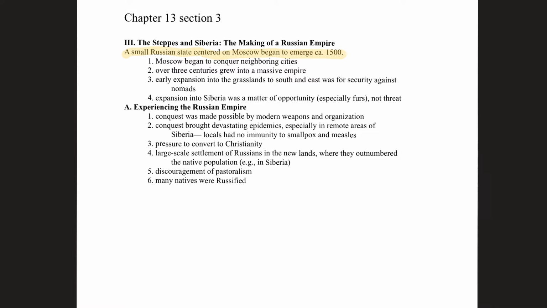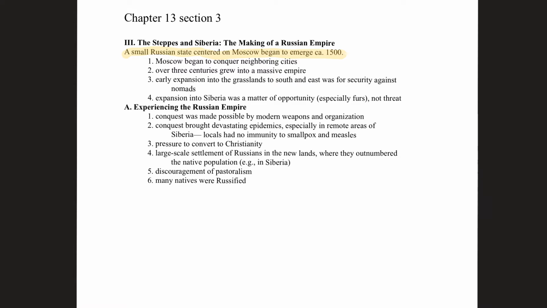One, this was quote unquote local expansion. And second, it was done after the Mongols were gone. And this is going to make the building of the Russian Empire a little unique, that they are kicking out one empire in order to build their own.